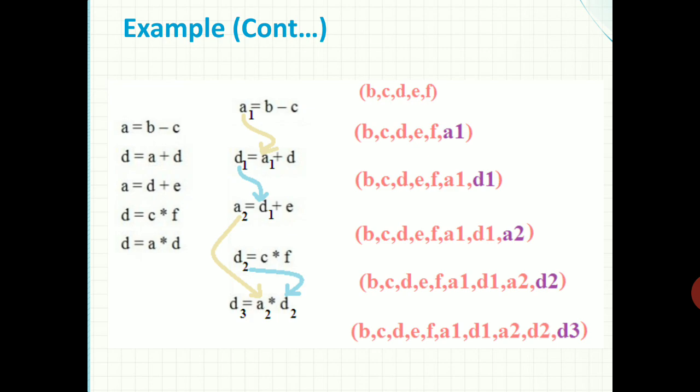Then we will check whether each and every variable has only one assignment or not. Here a has two assignments, so we will replace that by a1 and a2. Then d has three assignments, so that is replaced by d1, d2 and d3. This is how we convert a three-address code or expression to a static single assignment. If it is not in three-address code, then we will first convert it into three-address code. Then we will form the static single assignment.